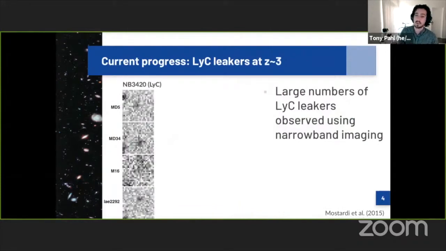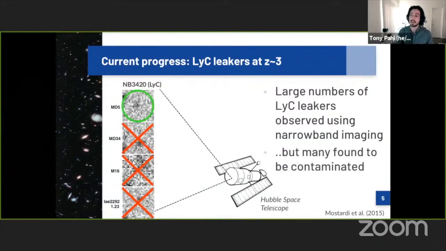Just a general overview of our current progress of observing Lyman continuum leakers at redshift 3. One method that's been used to find Lyman continuum leakers is using narrowband imaging. So here's just an example of 4 Lyman continuum detections at redshift 3 using a narrowband filter. Unfortunately, many of these detections have later been found to be contaminated with low redshift sources. The images are pulled from Robin Bastardi's work in 2015. She actually found 15 out of 16 of the narrowband Lyman continuum detections were contaminated. So this is definitely a huge problem.